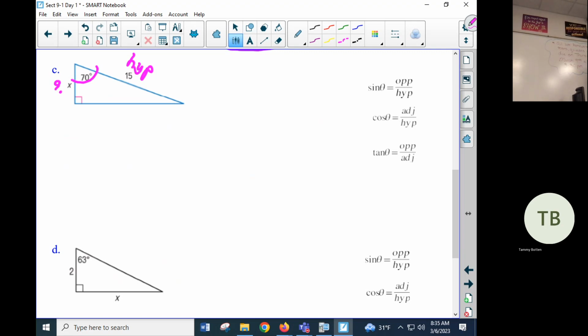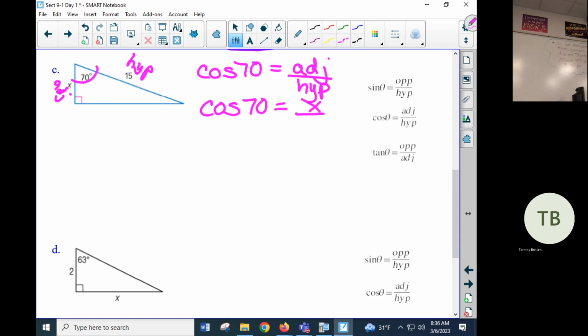Adjacent. It's in between our angle and the right angle. Okay, so we have adjacent and hypotenuse, which is cosine. So I'm going to go cosine of 70. Cosine is adjacent over hypotenuse. And I go cosine of 70 equals adjacent is X, hypotenuse is 15. Put this over 1, okay?